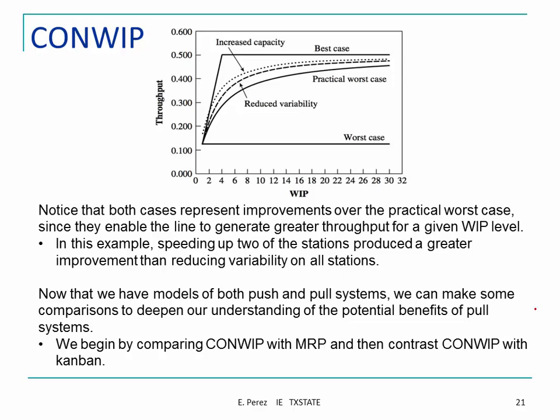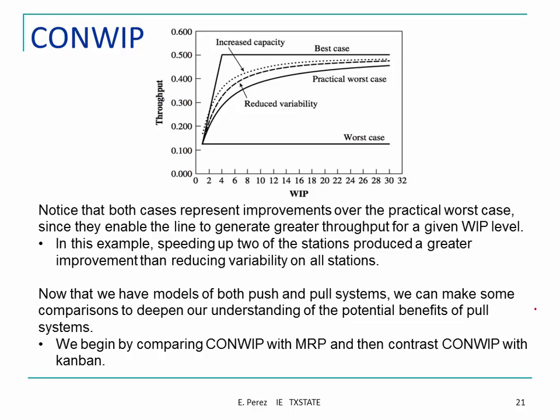Notice that both cases represent improvement over the practical worst case. Okay, so the practical worst case is here, and by reducing the variability and increasing the capacity, you become a little bit closer to the best case scenario, since they enable the line to generate greater throughput for a given WIP level. So these are the things that we have been discussing over and over again. In order to make an improvement to your line, you should always check to reduce the variability of your system. That should be the less expensive way to do it. Obviously, if you increase capacity, there's going to be an additional cost, so maybe adding a machine, or maybe adding another person to help you with the manufacturing process.